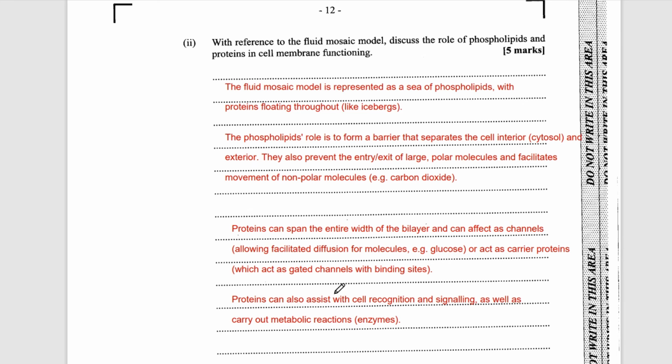Proteins can also assist with cell recognition and signaling, and remember, enzymes are also proteins. So proteins that are enzymes carry out metabolic reactions. Now some of the proteins would have glycolipids attached to them. They would have other molecular structures attached to them, and those could be used for identifying certain parts of the cell, and for cell recognition and signaling. Basically, once you have a basic description of the fluid mosaic model, a good description of the role of the phospholipids, and a good description of the roles of proteins, you'll get your 5 marks.